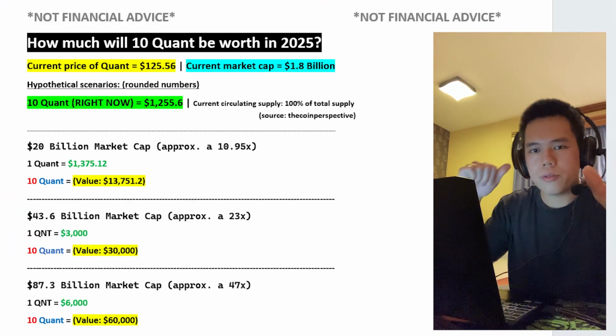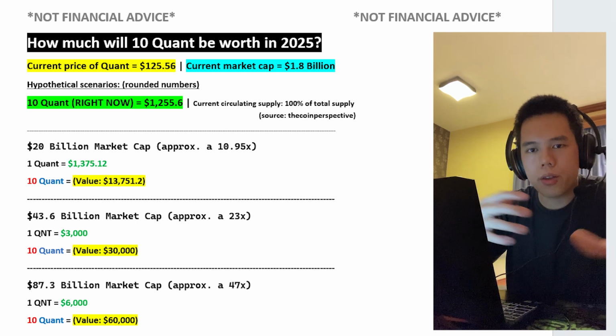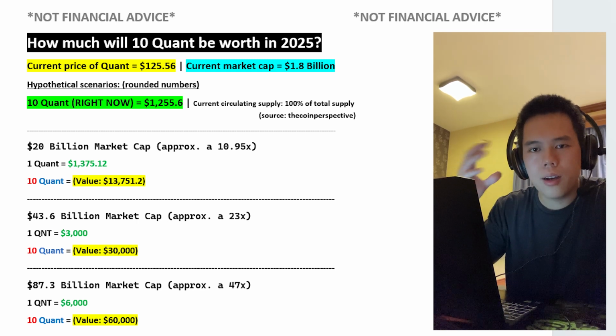And now I want to take a look at Quant at the price of $6,000. And when it comes to this, I really do think that Quant has a high likelihood of reaching this price target during the next bull run. In fact, there are bullish metrics out there that show how this could very well be the case.